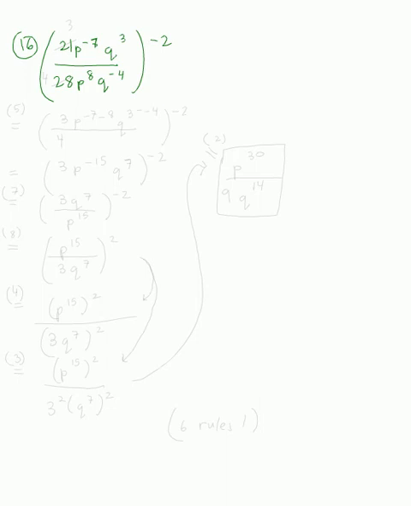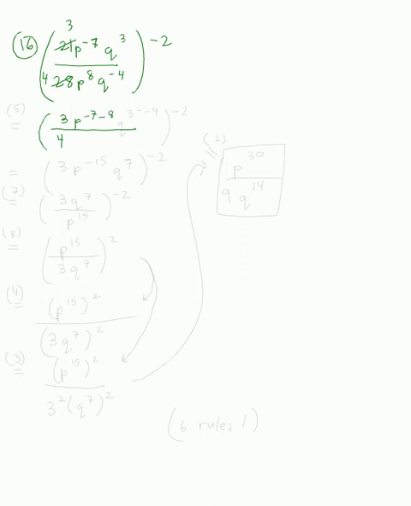So simplify the inside first. Let's try to do that. First, 21 and 28, if I divide by 7, I get 3 and 4. So starting off, we have a 3 on top and a 4 on the bottom. Next, I notice the p's. I can use the quotient rule and just subtract top minus bottom. Let's be really careful. Top minus bottom.